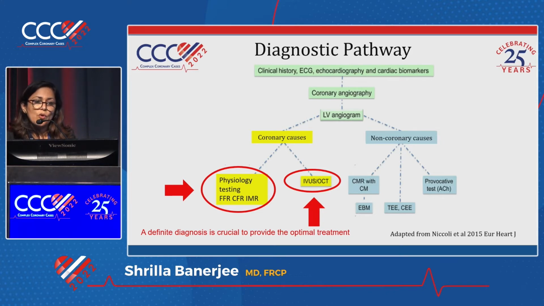Today we're really going to talk about the coronary causes, but the non-coronary causes are often very precisely defined by CMR, cardiac MRI, performed in a timely fashion, and also provocative tests not performed so soon after the initial presentation. The coronary causes we're going to talk about are investigated using physiology testing, in particular FFR, CFR, and IMR, and also the intravascular imaging we've heard about today, intravascular ultrasound and OCT. But really, the diagnostic pathways are essential to provide a definitive diagnosis, which is crucial to provide the optimal treatment for our patients.